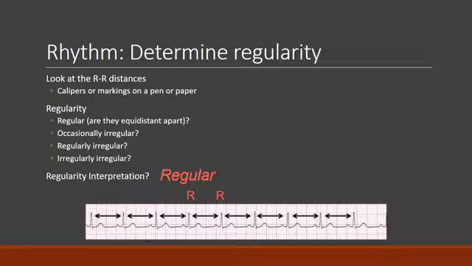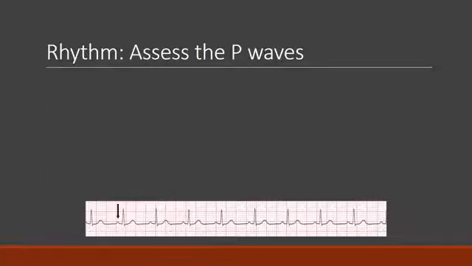Are they equal distance apart? Is it occasionally irregular? Is it regularly irregular? Or is it just completely random, meaning that it's irregularly irregular? Each of these is suggestive of possible arrhythmias. With this, we can see that the R waves are pretty evenly spaced. So I would say that in terms of the regularity, this is a regular rate and rhythm.